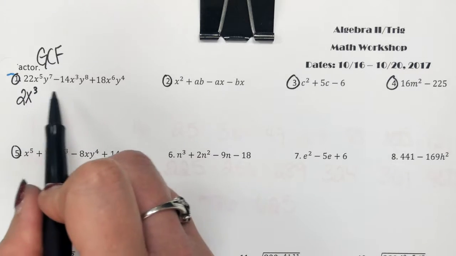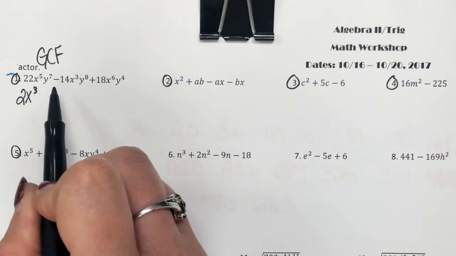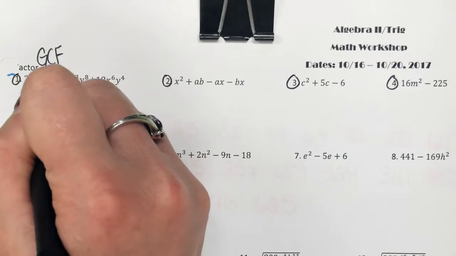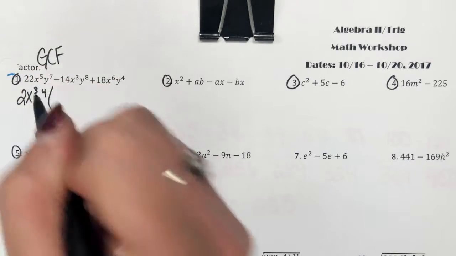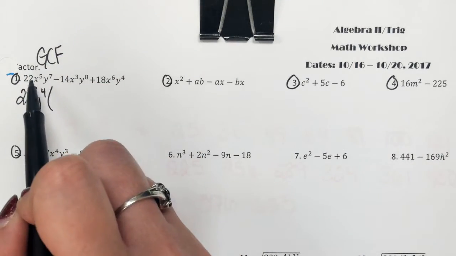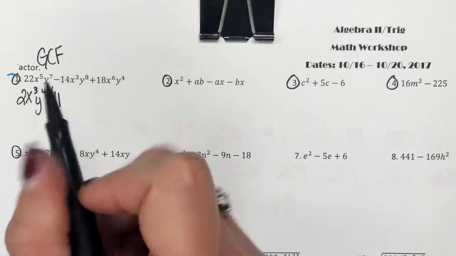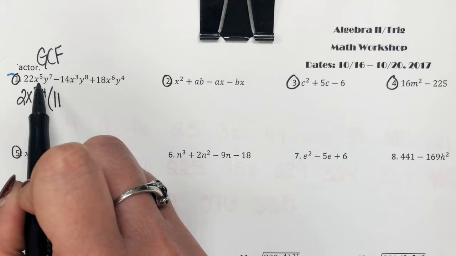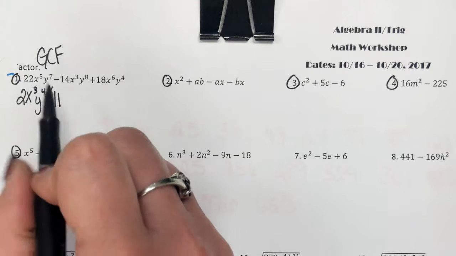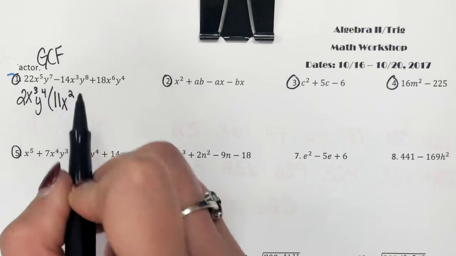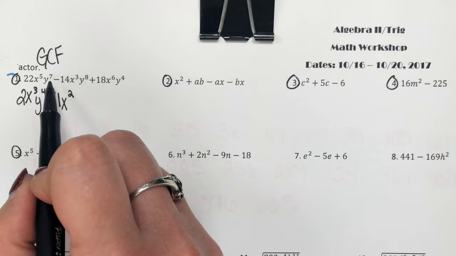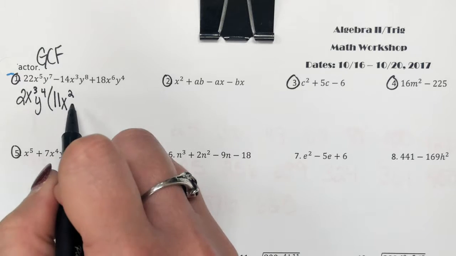What about the y's? So Y to the 4. There you go. All right, then we just divide them out. What's 22 divided by 2? 11. There you go. All right, you had 5 x's. You took out 3 of them. How many do you have left? 2. You had 7 y's. You took out 4 of them. How many do you have left?